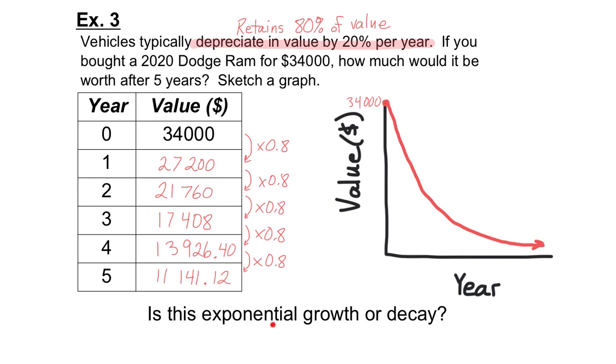Is this exponential growth or decay? Well, pretty easy to figure that out. I'm decreasing from left to right, so this is exponential decay. So if you have an exponential decay graph, it'll look something like this.